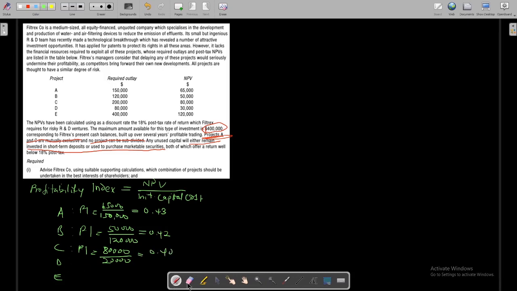Project D, the profitability index is equal to 30,000 divided by 80,000, giving us 0.38 to two decimal places. Then project E, the PI equals 120,000 divided by 400,000, giving us 0.3.